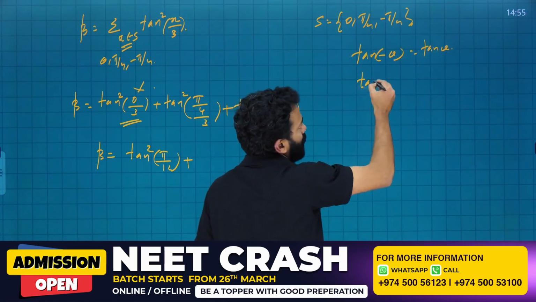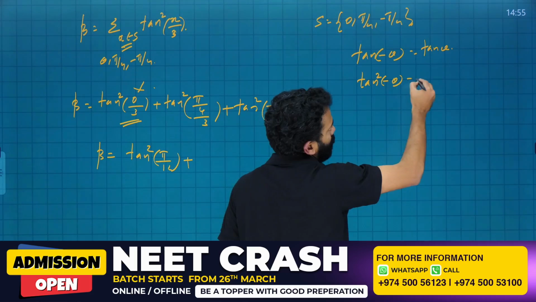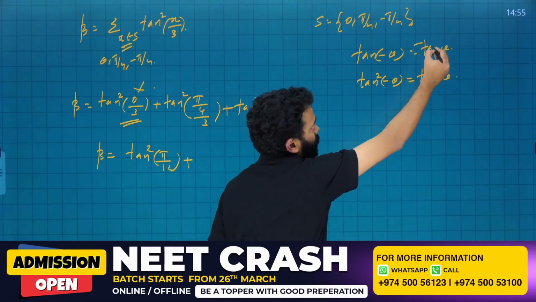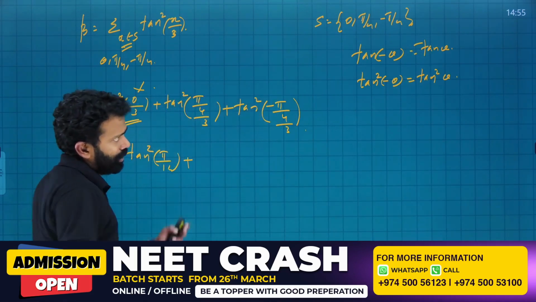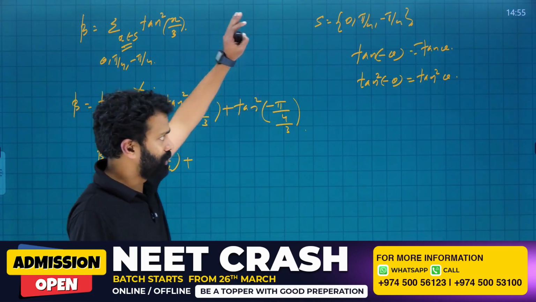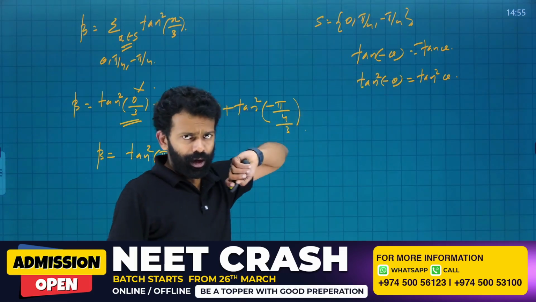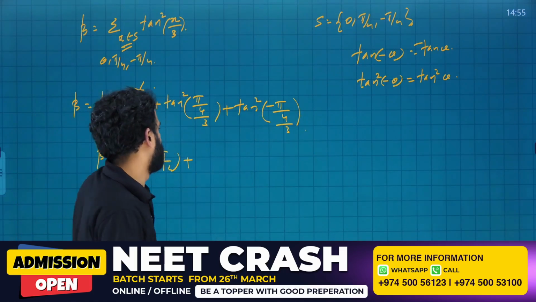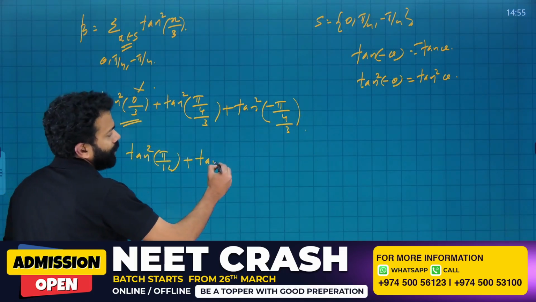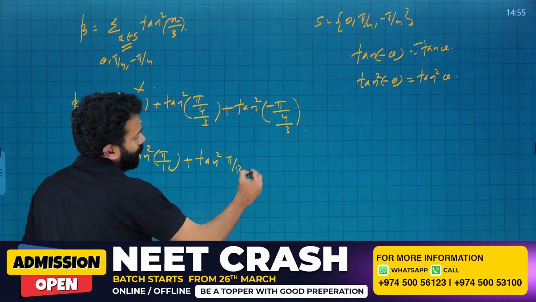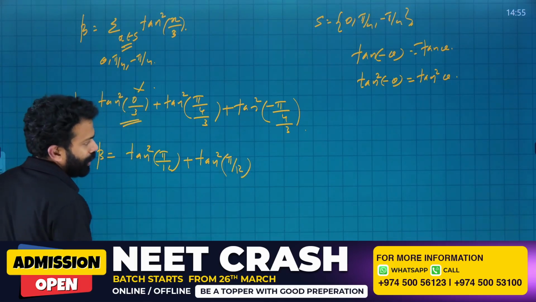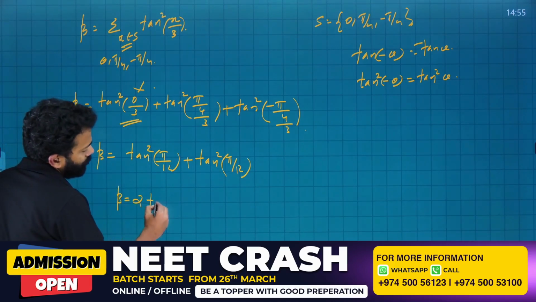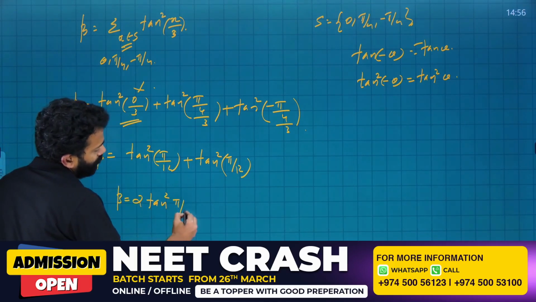And what will be tan square minus theta? That will be equal to tan square theta. Okay. Tan minus theta is equal to minus tan theta. Therefore, what is tan square minus theta? It will be tan square theta. Okay. So, this is also what? Tan square pi by 12. Okay. So, what is tan square pi by 12 plus tan square pi by 12? That is beta is equal to 2 tan square pi by 12.